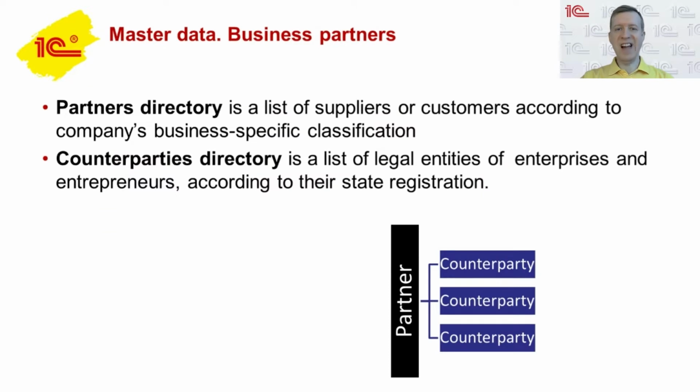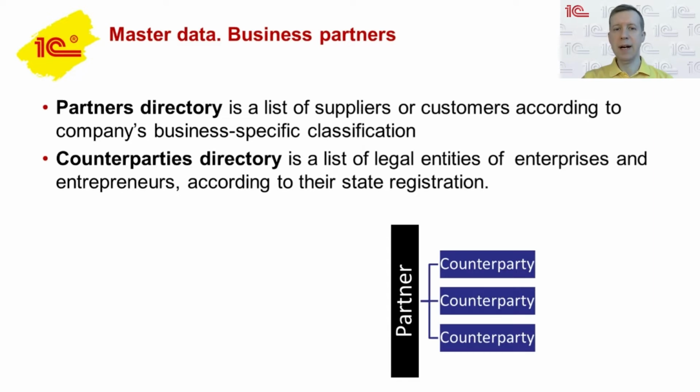To manage purchases and sales, we need information about our business partners, vendors, and customers. We can use only one register, counterparties, or two different directories, counterparties and partners. Counterparties are legal entities of enterprises and entrepreneurs according to their state registration. This information is from state and official registration documents. Partners is a list of vendors or customers according to a company's business-specific classification.